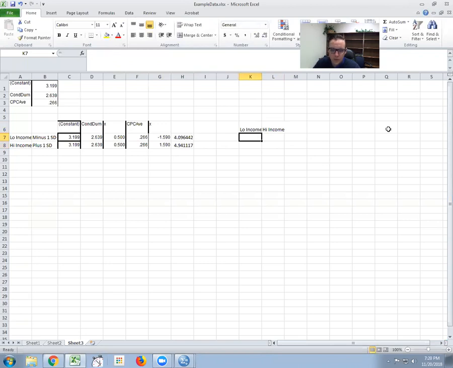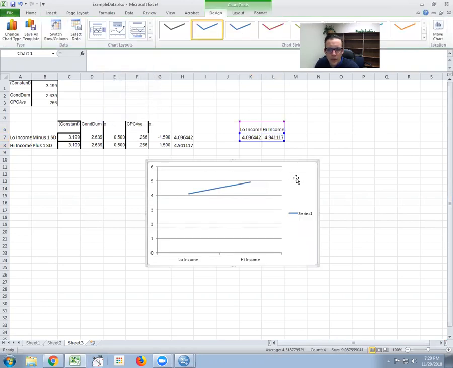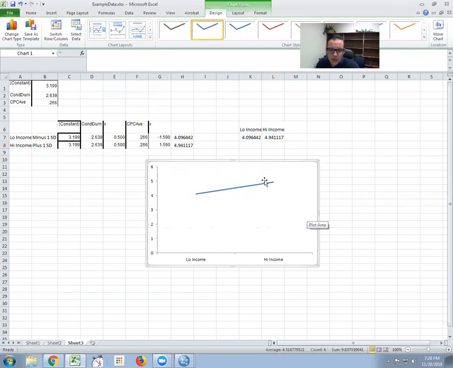All right, and I'm going to put the number. So this is the number for low income, and here's the number for high income. Then I just highlight that, insert line graph, boom. There is my graph. All right. So now what I would do is I would reformat this.